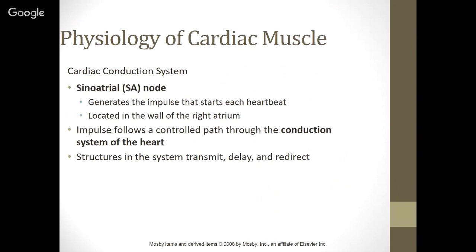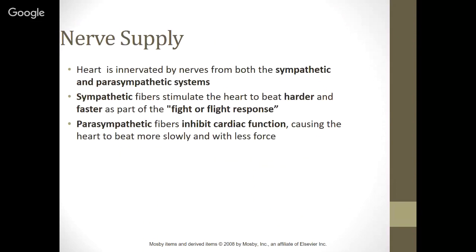So the physiology of the cardiac muscle, again, we have a cardiac conduction system. It starts with the sinoatrial node, the SA node, which generates the impulse that starts each heartbeat. This is located in the wall of the right atrium, and we'll cover this again when we talk about cardiac anatomy. That impulse follows along a controlled path through the conduction system of the heart, and the structures in the system transmit, delay, and redirect this conduction in order to get the heart muscles to beat in the right way.